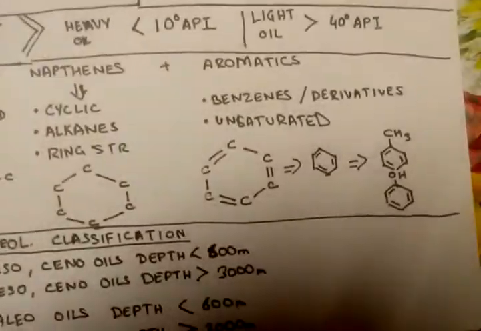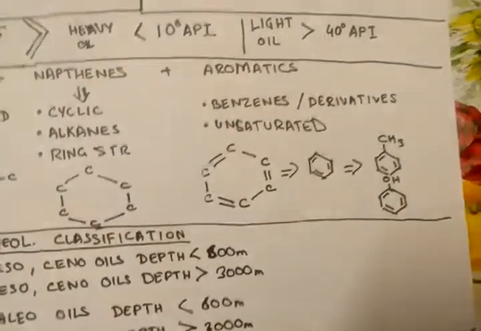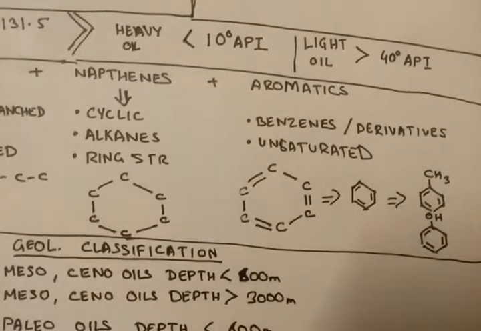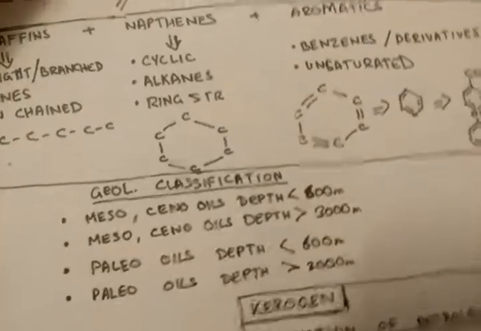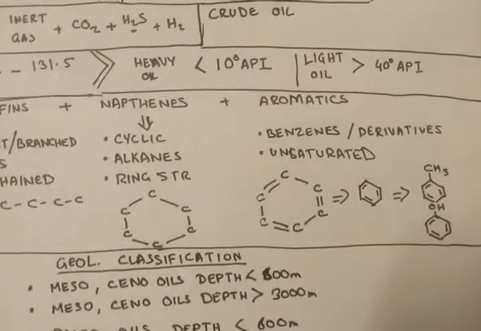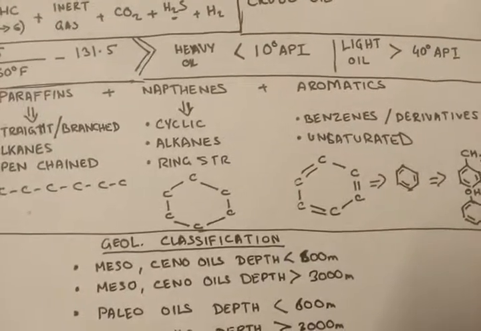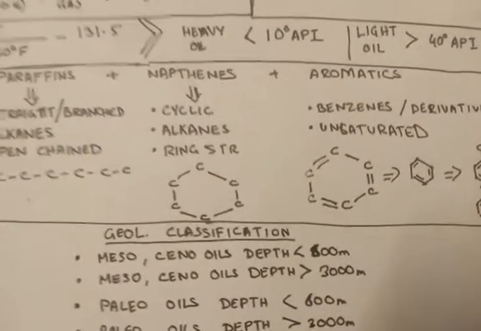This is the structure of benzene. So, benzenes and derivatives of benzenes. There are other derivatives also, but these are the common derivatives. This is again the composition of crude oil. Once we have crude oil, we need to classify that crude oil as per our needs.